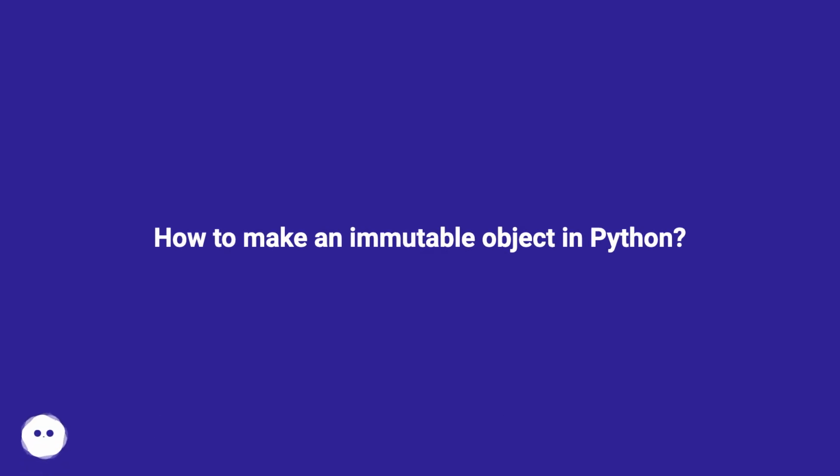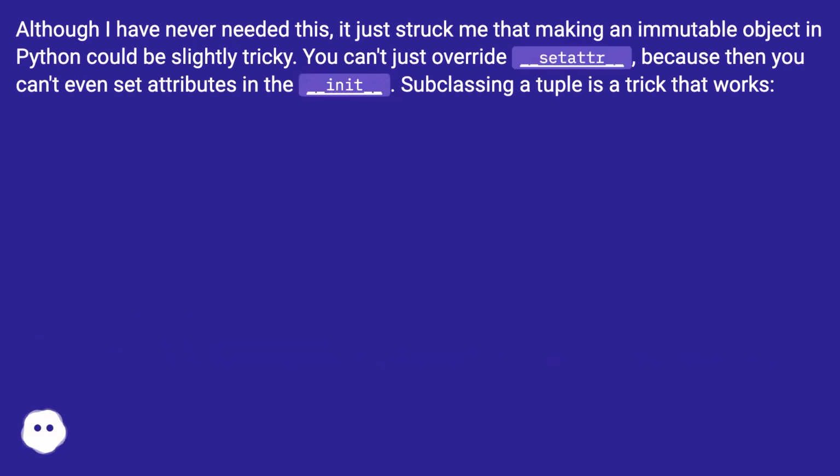How to make an immutable object in Python. Although I have never needed this, it just struck me that making an immutable object in Python could be slightly tricky. You can't just override __setattr__, because then you can't even set attributes in the __init__. Subclassing a tuple is a trick that works.